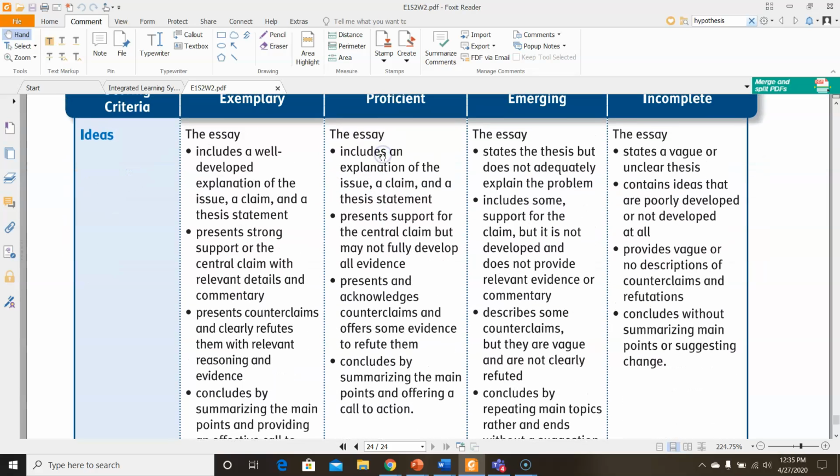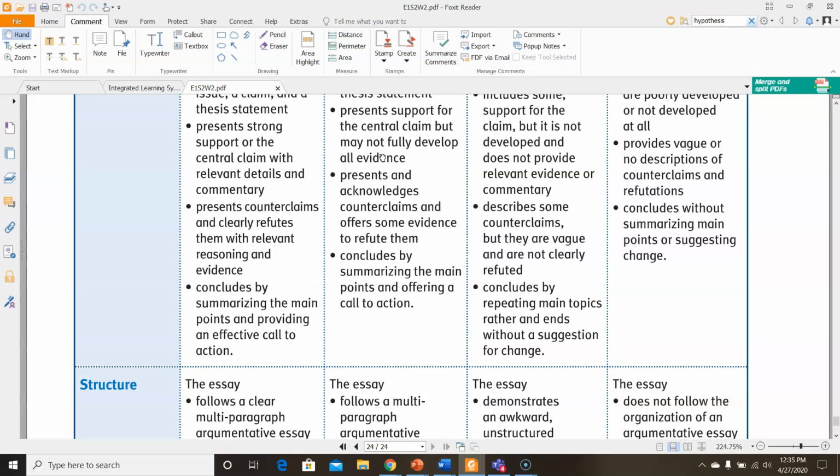Your essay has to include an explanation of the issue, a claim, and a thesis statement. Those things are probably going to be in your introduction paragraph. It must present support for the central claim, but may not fully develop all evidence. It presents and acknowledges counterclaims and offers some evidence to refute them, and concludes by summarizing the main points and offering a call to action. So that's what you have to do for the ideas section.